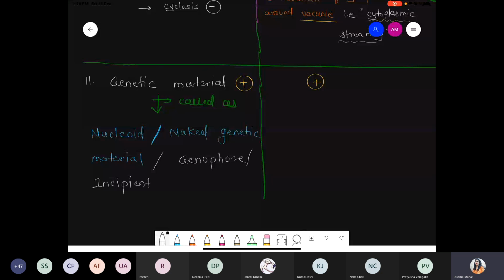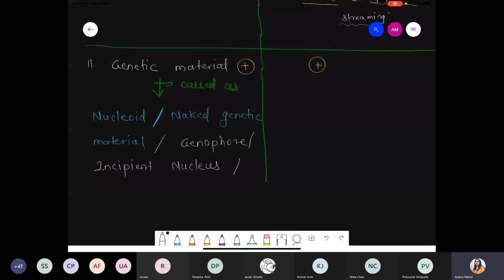Incipient means what? Not a completely formed nucleus. जैसे हम कहते हैं ना कि nucleus it has the wall, plasma membrane, etc., etc. So that's why it is called the incipient nucleus. And such kind of genetic material is also called the prochromosome. Pro, ठीक है? Prochromosome. So these are the different names for the genetic material which is present in the bacteria. It is called the nucleoid. It is called the naked genetic material. It is called the genophore. It is called the incipient nucleus. Also called the prochromosome.